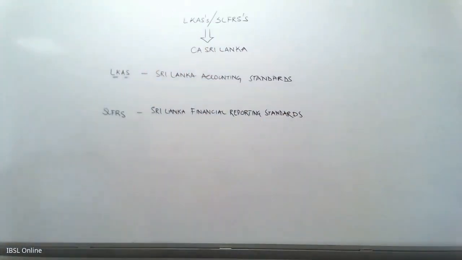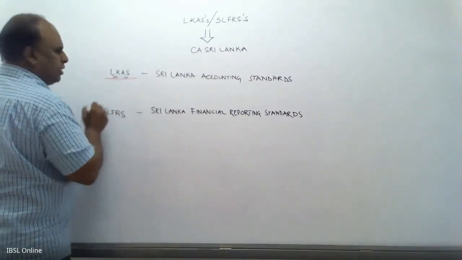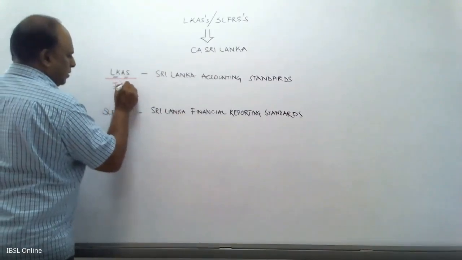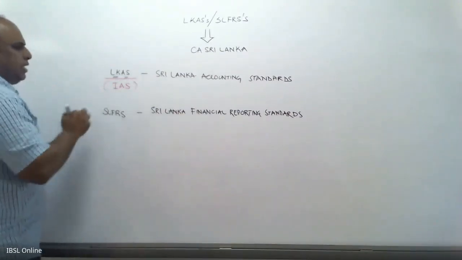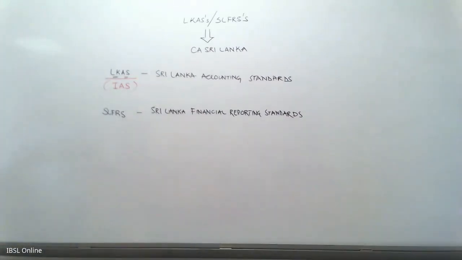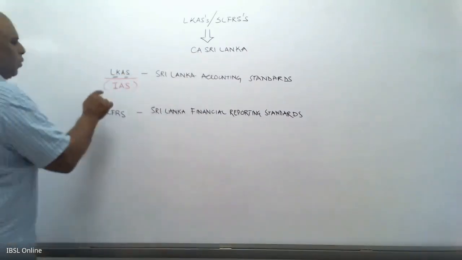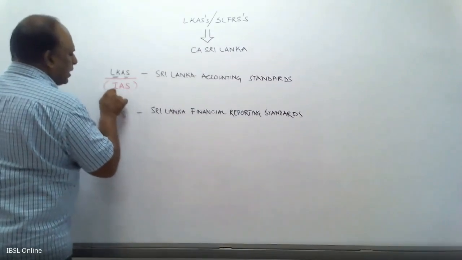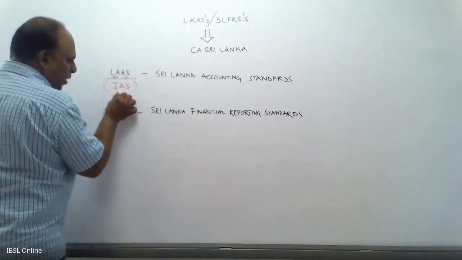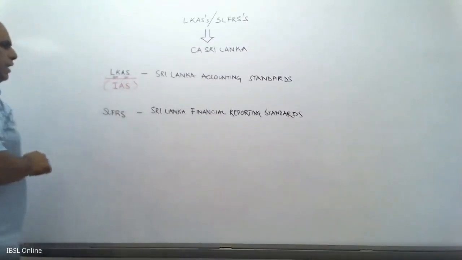Now, the importance is these LKASs are based on the IAS, that is international accounting standards. There is a global accounting body, which is the International Accounting Standards Board. They draft these financial standards to be adopted by the companies. So the global standard is the International Accounting Standard, which goes as IAS. That is what we have adapted to suit the current Sri Lankan context as LKAS.